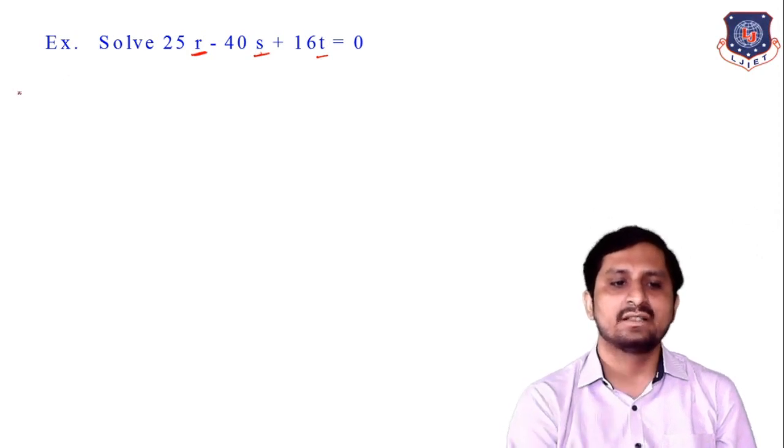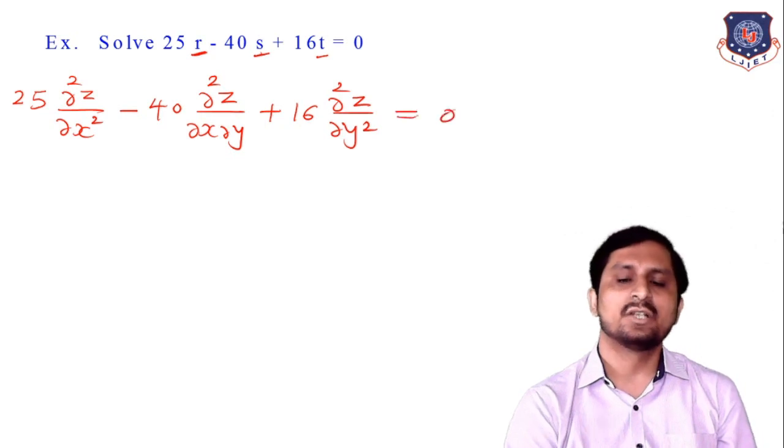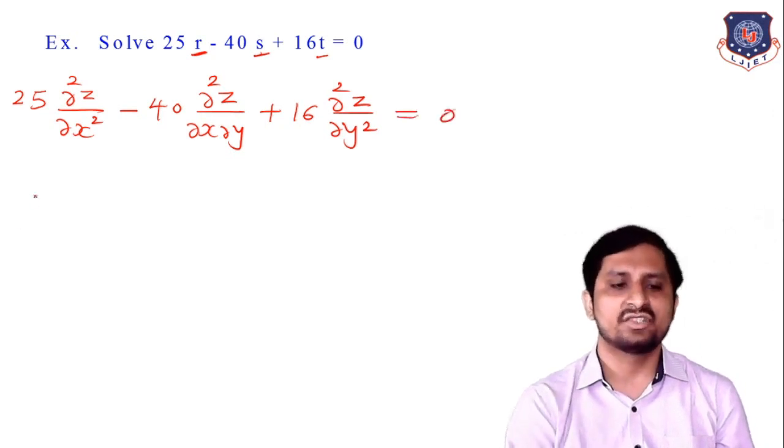So first write this equation in this form. 25 del square Z by del X square minus 40 del square Z by del X del Y plus 16 del square Z by del Y square, that is equal to 0. Okay, so this is my original equation.